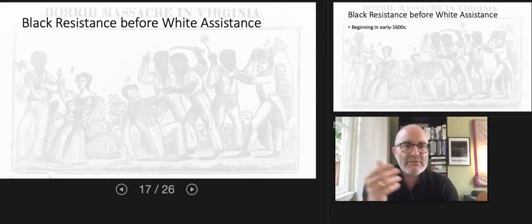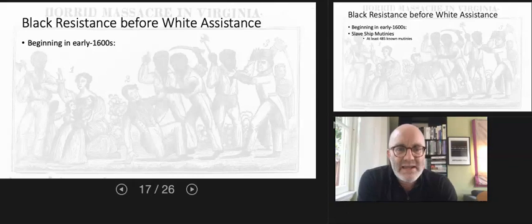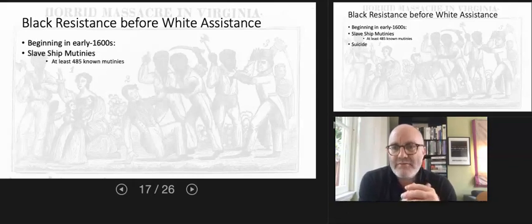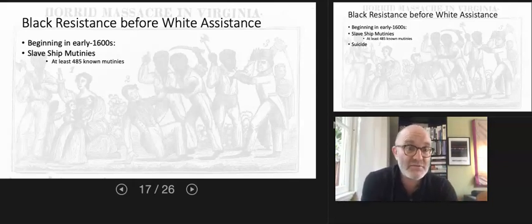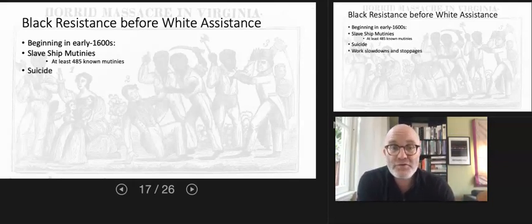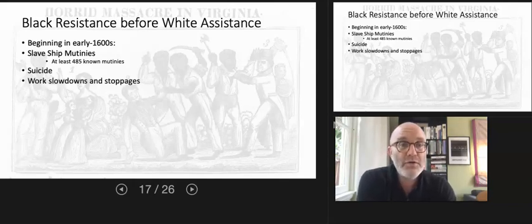That's not accurate, right? From the very beginning of the slave trade, you have Black resistance. Again, before white assistance. You have slave ship mutinies. We know of at least around 500 mutinies. Some of them were successful, others not. Suicide on board, suicide in the New World. Work slowdowns and stoppages were very, very common.